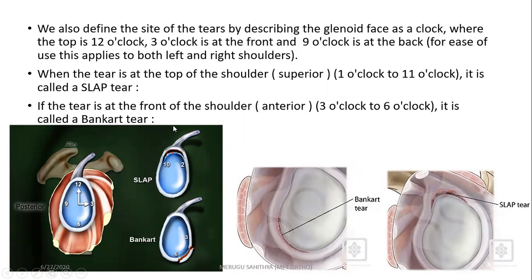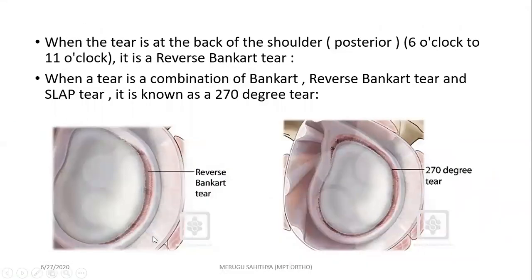If the tear is at the front of the shoulder, that is anterior, 3 o'clock to 6 o'clock, it is called a Bankart tear. So this is a SLAP tear and this is a Bankart tear. When the tear is at the back of the shoulder, that is posterior, 6 o'clock to 11 o'clock, it is called a reverse Bankart tear. And when a tear is a combination of Bankart, reverse Bankart and a SLAP tear, it is known as a 270-degree tear. These are the four different clock-wise classifications of the SLAP tears.